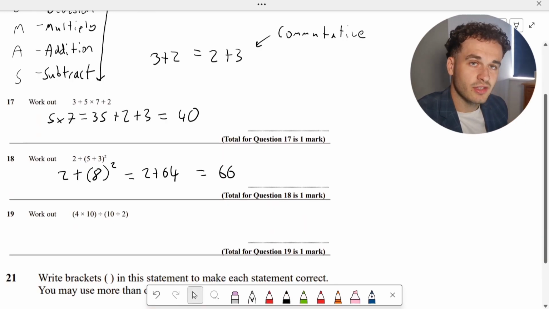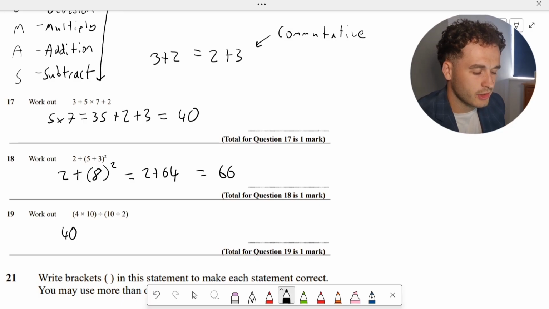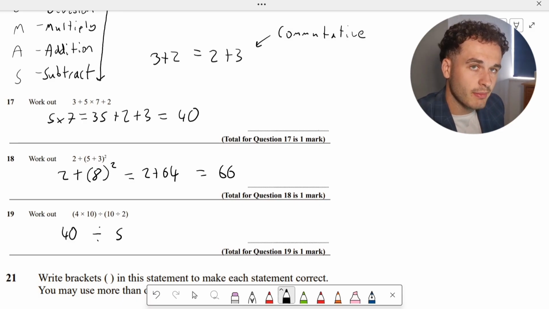And for 19, it doesn't really matter which way we do this one round, as long as we do whatever is in the brackets first. And we have two sets of brackets here, so we get 4 times 10, which is 40, 10 divided by 2, which is 5, and then the division sign in the middle means we divide them. 40 divided by 5 is just 8.